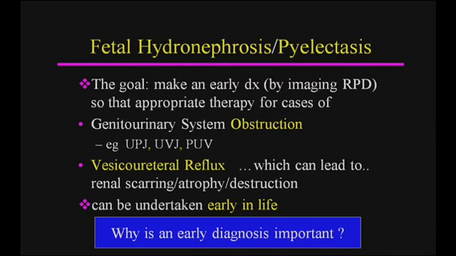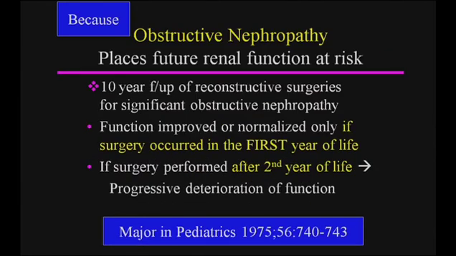Why is an early diagnosis important? Because obstructive nephropathy places future renal function at risk. And in a very old study by Major in Pediatrics in 1975, looking at 10-year follow-ups of reconstructive surgeries for significant obstructive nephropathy, they found that function improved or normalized only if the surgery occurred in the first year of life, while if surgery was performed in the second year of life, there was progressive deterioration of function. What exactly the current clinical thought is may be debated by clinicians, but certainly the earlier the treatment, the better.